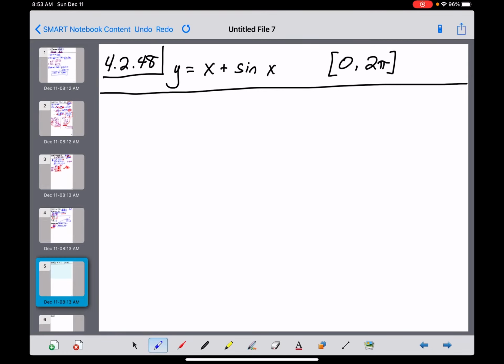Number 48 here is a problem that I like a lot. They're asking you to find all the extreme values here, just the max and min, which means absolute max and min of this function here, y equals x plus sine of x on the interval from 0 to 2 pi.